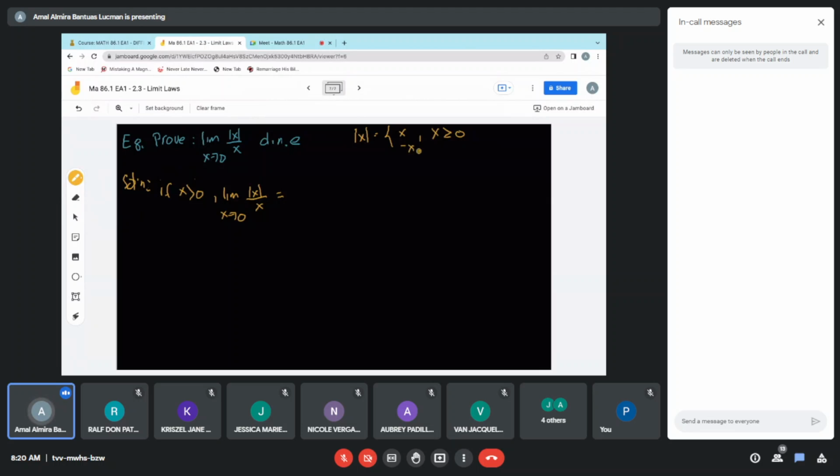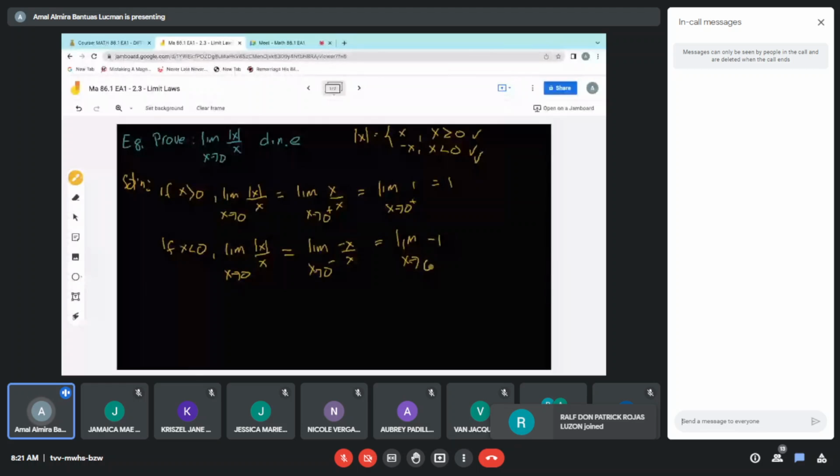So this becomes the limit where x is greater than 0, we follow that, equal to x over x as x approaches 0 from the right, which is equal to the limit of x over x, which is 1, as x approaches 0 from the right, which is equal to 1. Now, if x is less than 0, the limit of the absolute value of x over x as x approaches 0 from the left becomes the limit of negative x over x, which is negative 1.